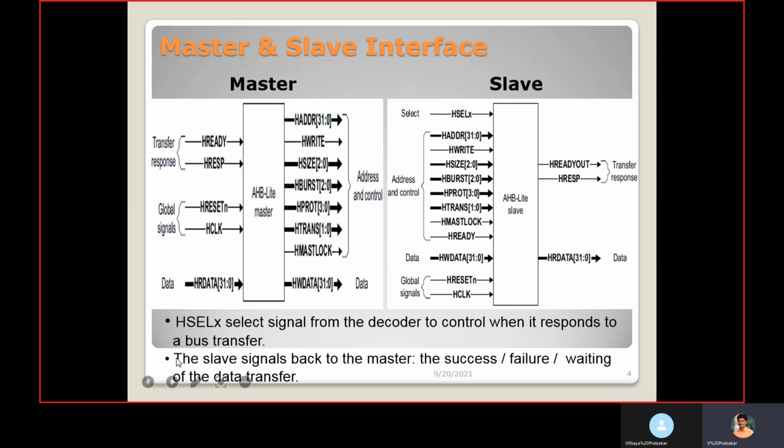The slave signals back to the master the success, failure, and wait of the data transfer through HREADYOUT and HRESP. If HRESP is 1, that means there is an error, and if HRESP is 0, it is okay. In the same way for HREADYOUT: if HREADY is 1, it is ready to accept. If it is 0, we need to wait until it becomes 1.